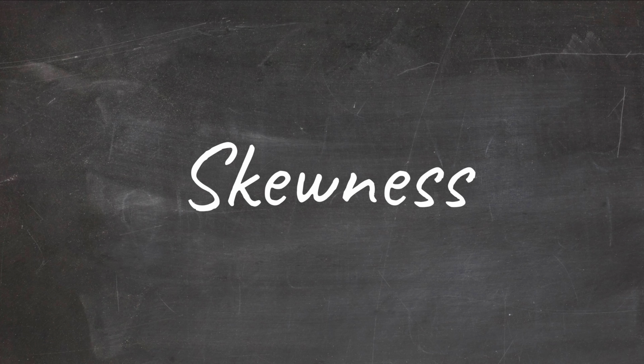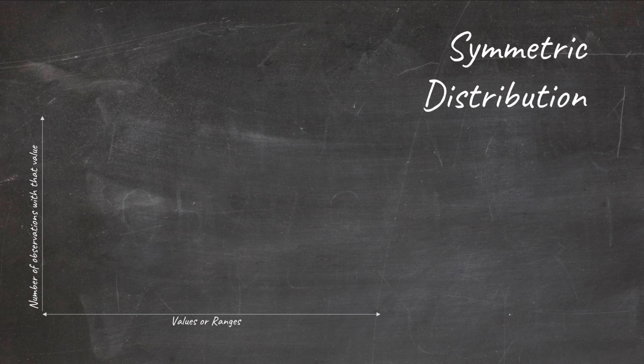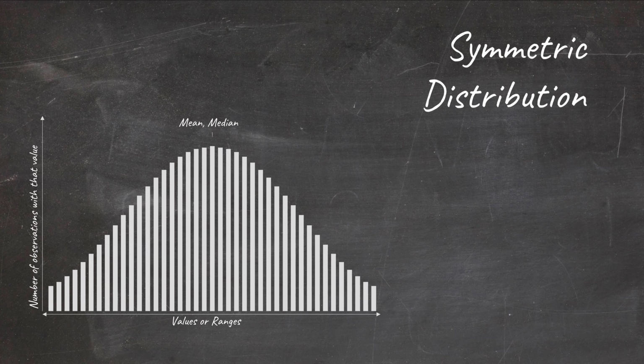Distributions aren't always symmetric. They can be skewed. A symmetric distribution is one that's perfectly even on each side. It's a mirror image of itself on each side, and that means the mean will be equal to the median. If we have a symmetric distribution, then the mean will be equal to the median. They'll be the same number.